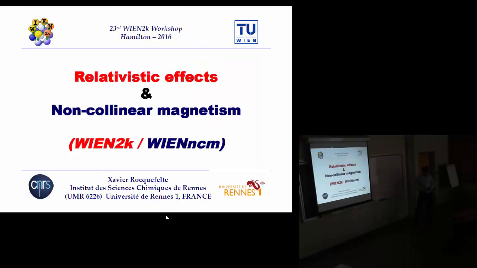The last part will not be treated. You have the slides. It is WIEN2k which allows you to do non-collinear magnetic calculations, because what I was showing to you was collinear calculations. And I stop here.